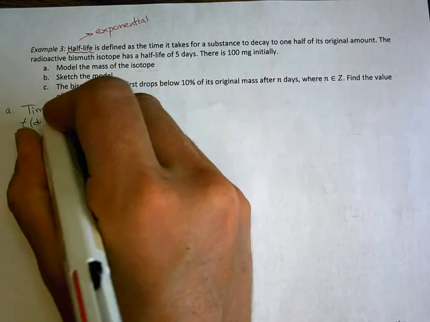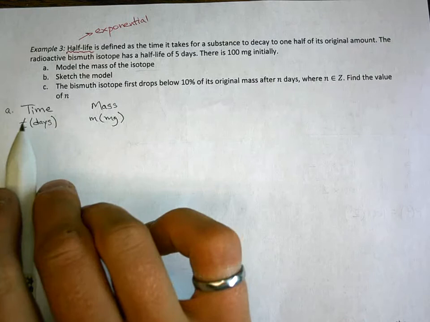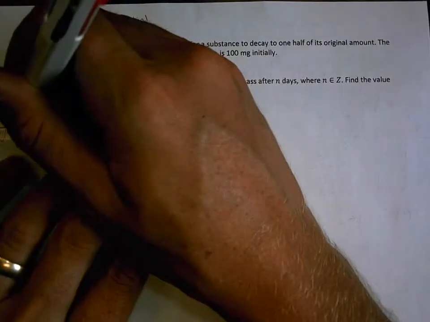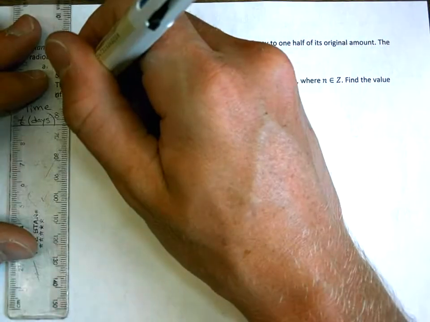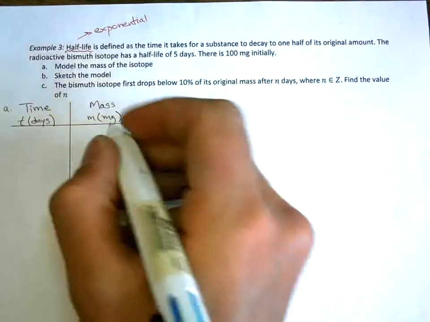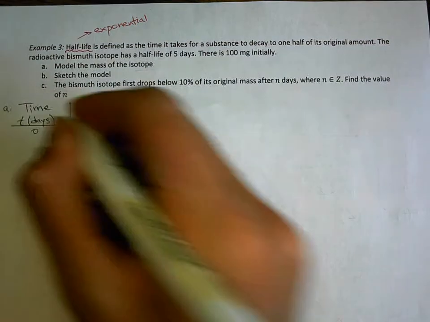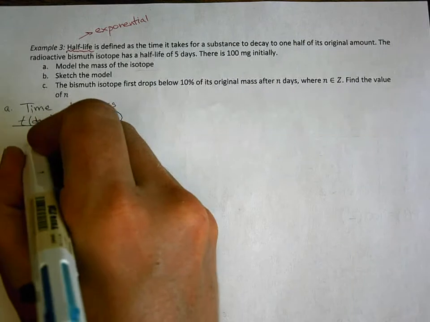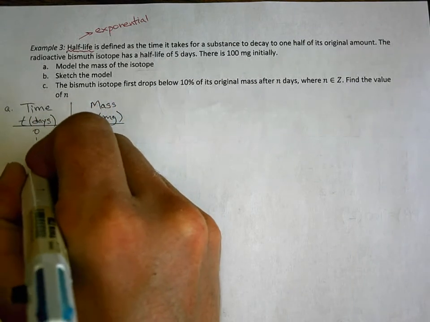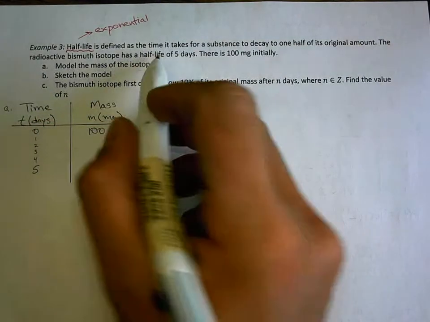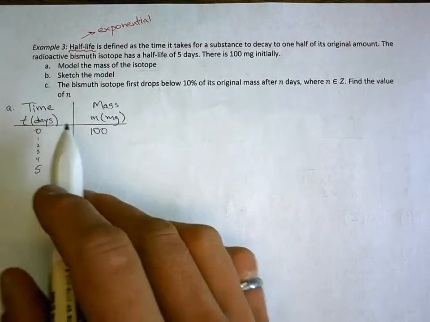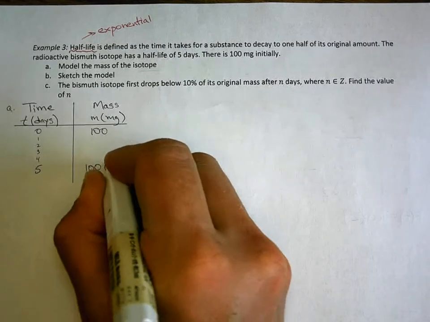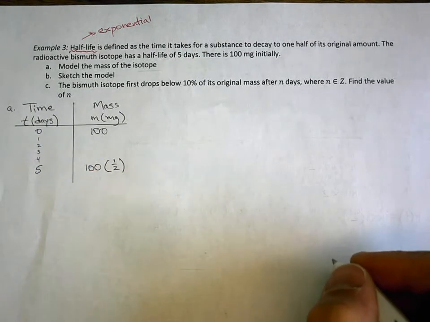So time is the thing increasing, and then the mass is the y variable. Let me see if I can figure this out. So I start out with 100 milligrams. That's day 0. Day 1, day 2, day 3, I don't know really what happens here. Oh, day 5 is a half-life. So after 5 days, half of the mass is gone. So I've basically taken the 100 and multiplied it by half to get 50, right? Half of it's gone.